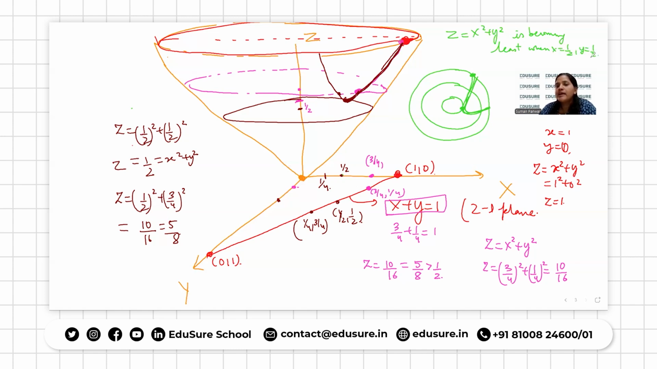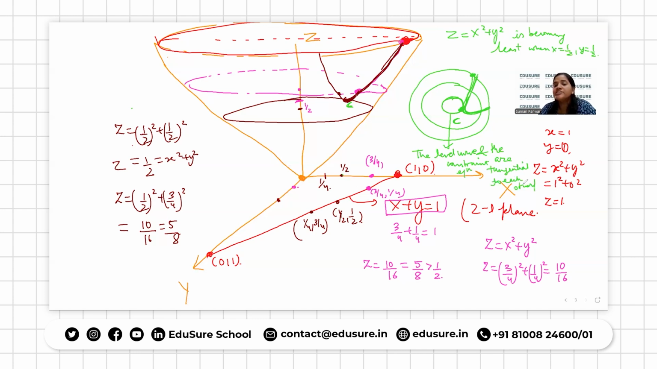So what is happening at this particular point? Suppose this point is C. At this particular point, the graph is taking a turn. So what is actually happening? The level curve and the constraint equation are tangential to each other.